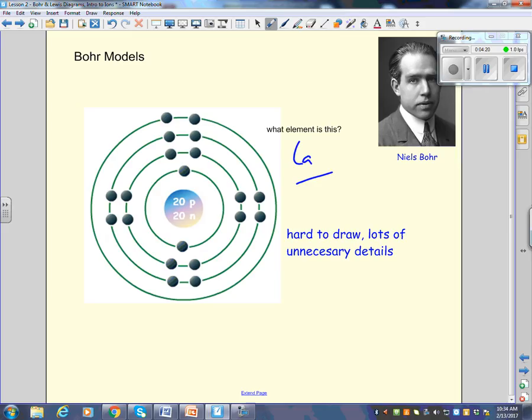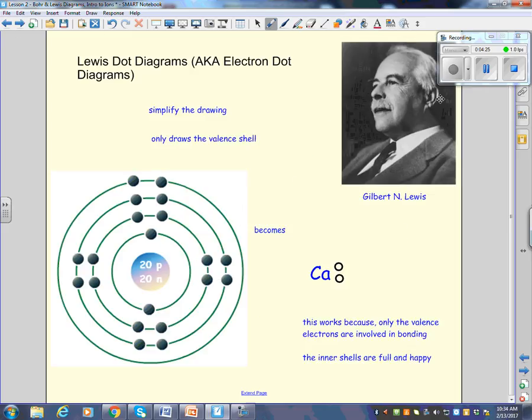But there's an even better one, and that's known as Lewis dot diagrams. Okay, and I think that's what's next on your page there, right? On that first one? Is it on the back side? On the back side. Now, have you guys seen Lewis dot diagrams before yet?